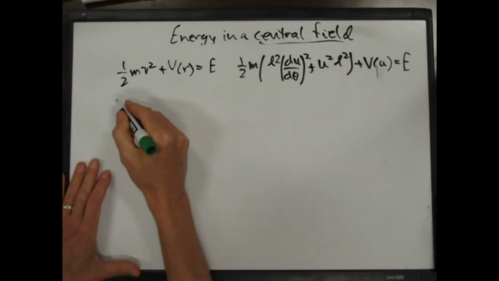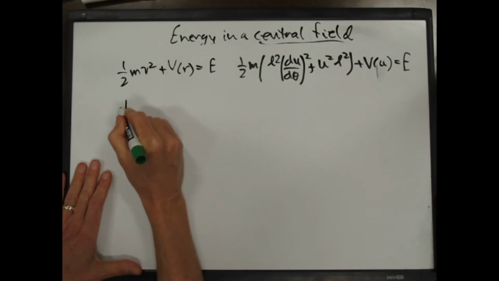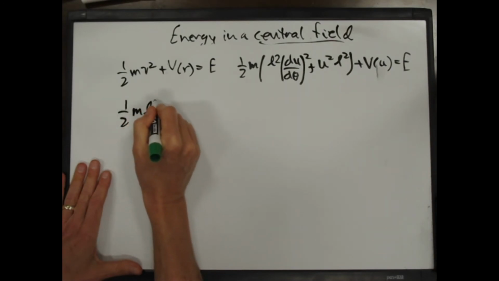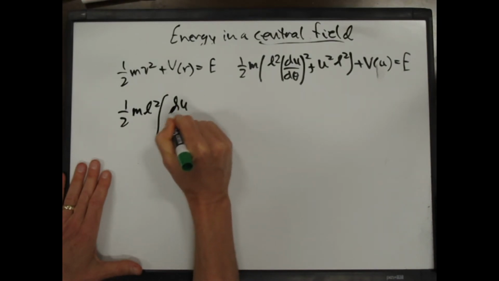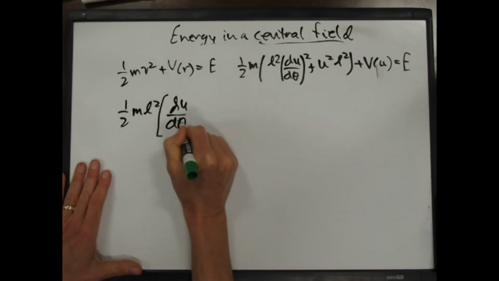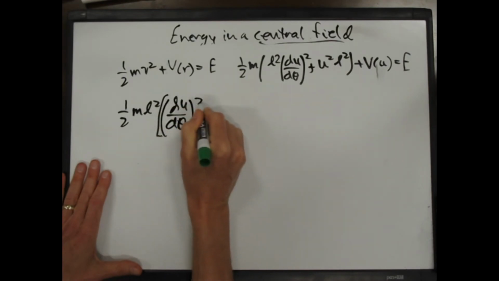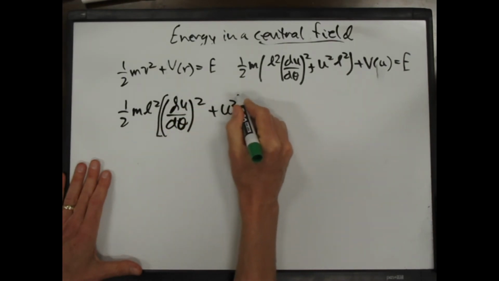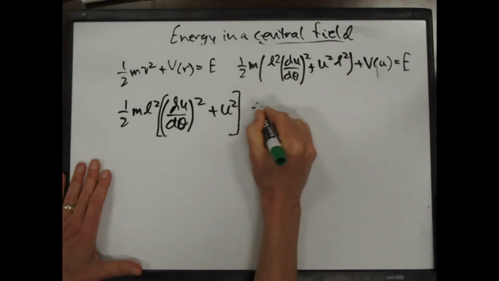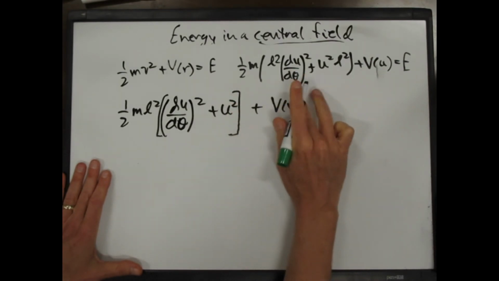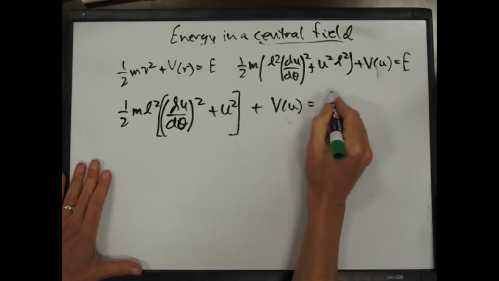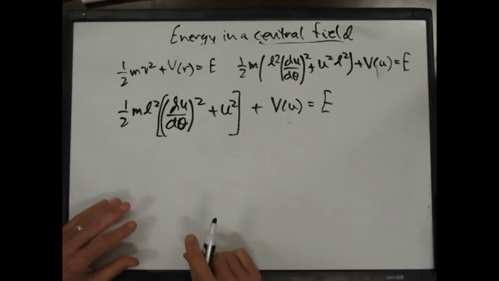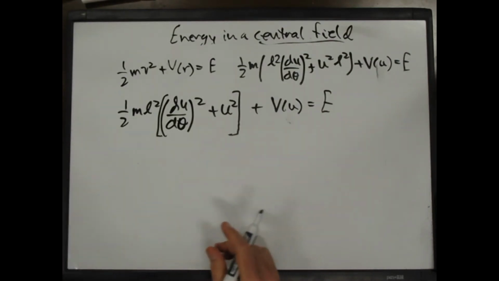And I'm going to factor out an L squared out of the parentheses, and so I'm going to have 1/2 m L squared times (du d theta) squared plus u squared plus v. I can write it v of r, I can write it as v of u, it doesn't matter. It depends on both of them. Equals E. Right, and so that's my conservation of energy equation.